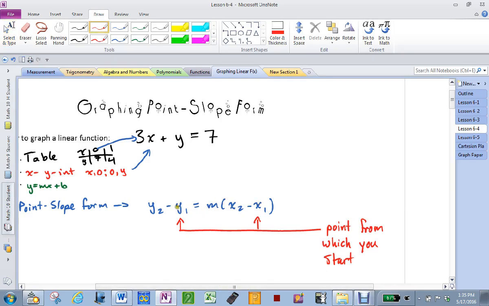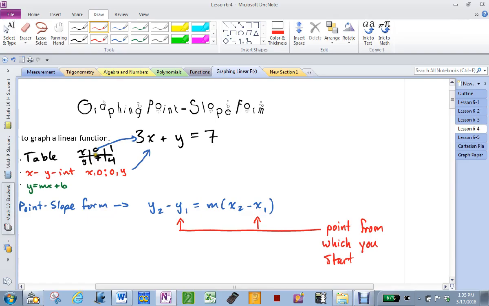you start. Now in slope-intercept form, the point you start from is the y-intercept, correct? Then you count up and over, or down and left, and you get your line, yeah? Well, the only difference with point-slope form is these are the points that tell you, okay?